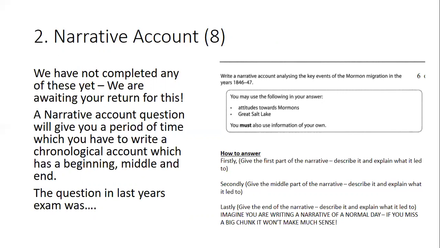Imagine you're writing a narrative of a normal day. So write a narrative account of what Mr. Rochester did from 8 a.m. till 4 p.m. If you miss a big chunk of that, then my day's not going to make any sense. So it must make sense. It must be like a flowing answer that talks about the beginning of the period, that leads to the middle, that goes to the end. All right, chronolink.